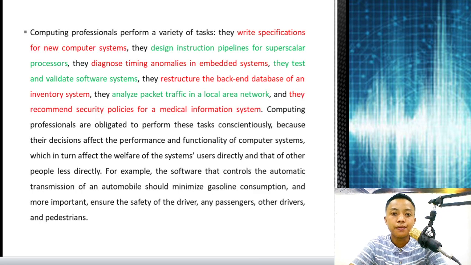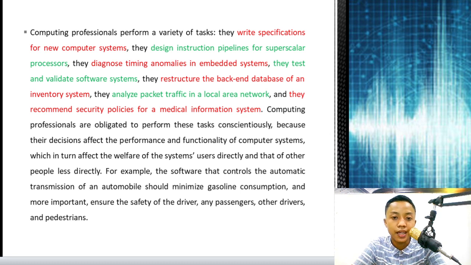Computing professionals perform a variety of tasks. They write specifications for new computer systems. They design structure pipelines for superscalar processor. They diagnose timing anomalies in embedded system. They test and validate software systems. They restructure the backend database of an inventory system. They analyze packet traffic in a local area network. They recommend security policies for medical information systems.